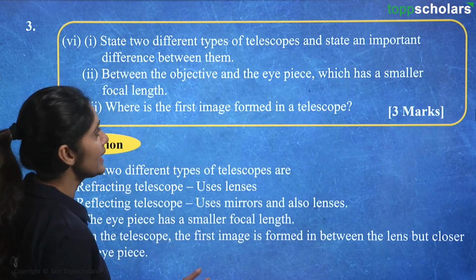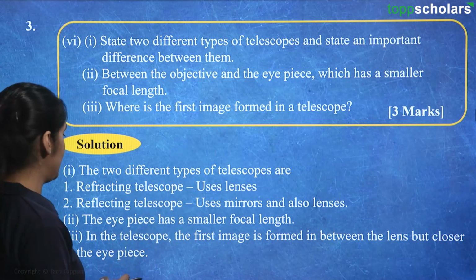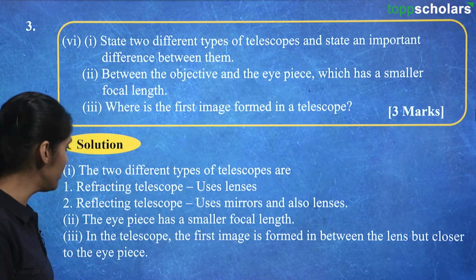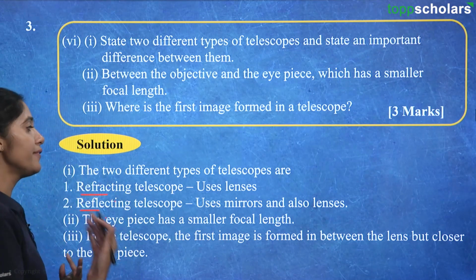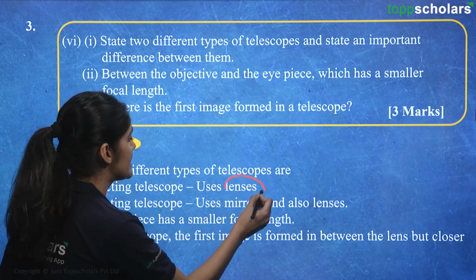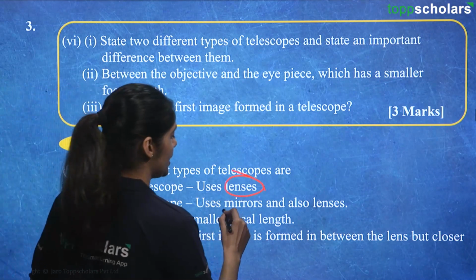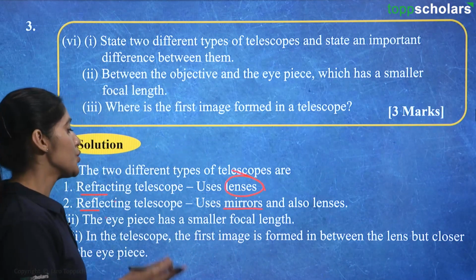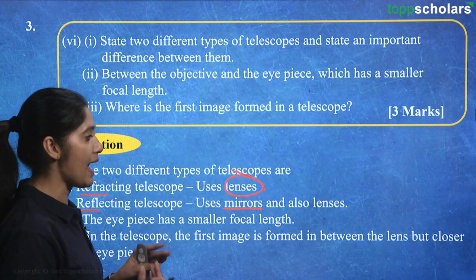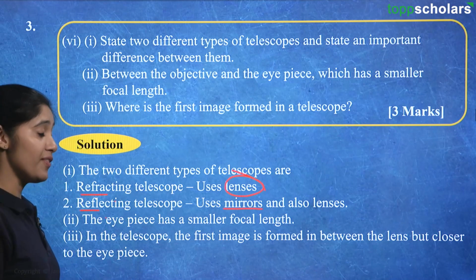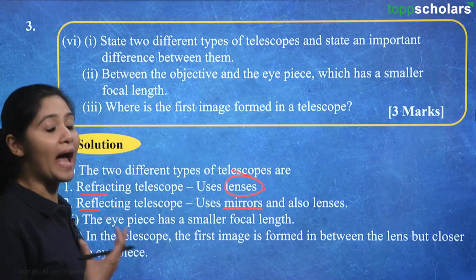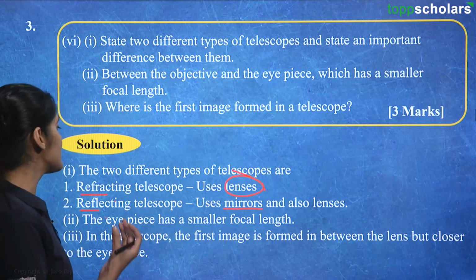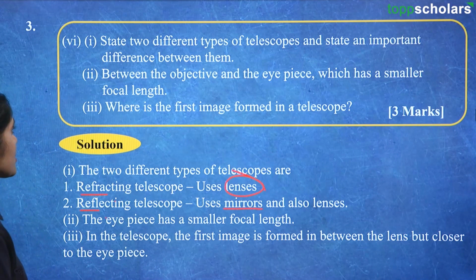So state 2 different types of telescope. The 2 different types of telescopes are, first is refracting telescope and second is reflecting telescope. So we already know that refraction takes place when we use lenses, and reflection takes place when we use reflective surfaces, that are mirrors. So by using a combination of mirrors and lenses, very huge telescopes are made to magnify the images much more, to actually observe celestial bodies. We use reflecting telescopes.